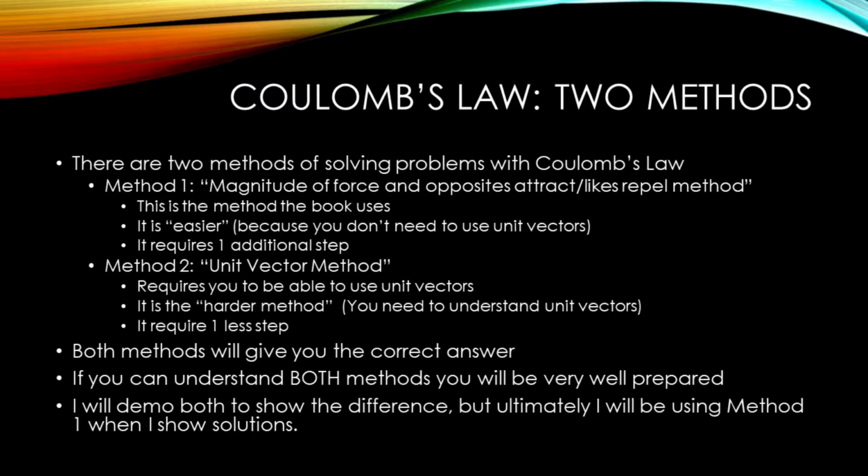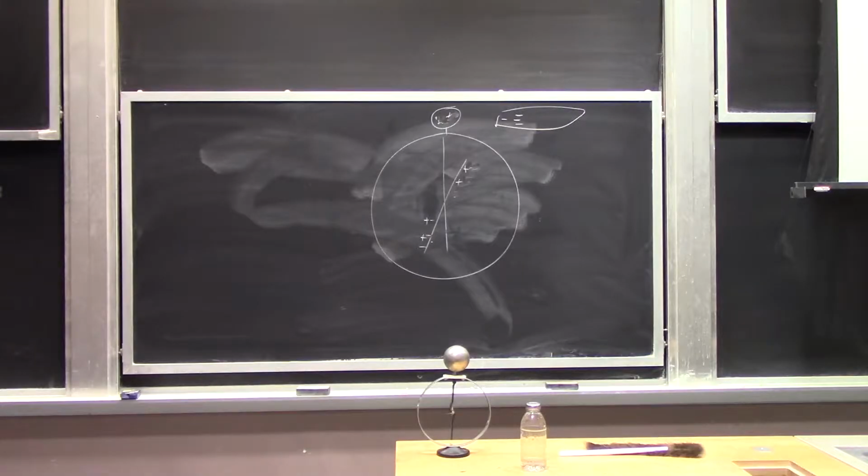The second method was the method that I outlined in the video. This is the one that uses the unit vector r hat. It's the harder method. You need to understand the unit vector r hat, but it requires one less step, and ultimately it's the more general way to approach it. Both methods will give you the correct answer, and if you can understand both methods, then you're very well prepared. I'm not going to demo both to show the difference, but ultimately I'm going to be using the first method, the one that we used on Tuesday.